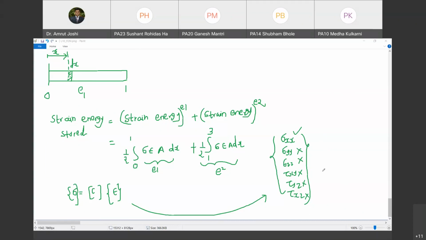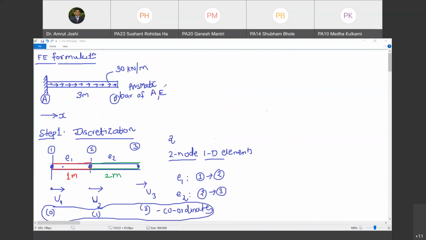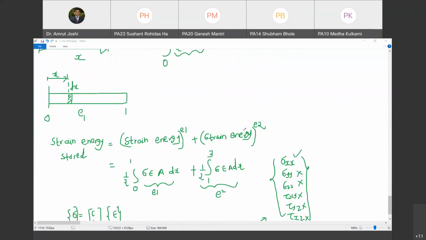Other stress components in this particular format of loading are absent. When you load it axially, only axial stress is going to prevail. All sigma yy, tau xy shear stresses are going to be absent. Sigma zz is also going to be absent. Are you with me? Yes, sir.